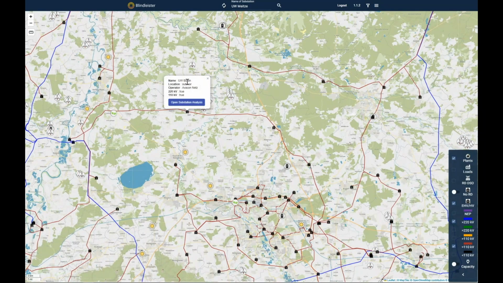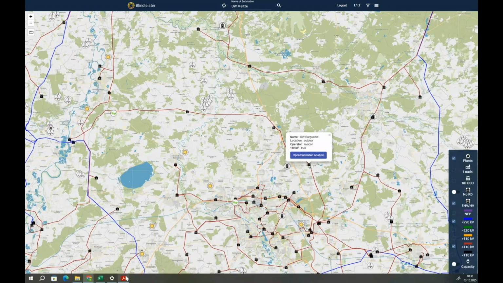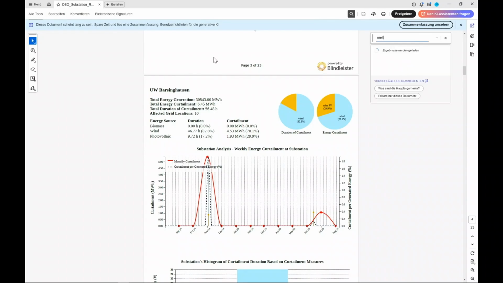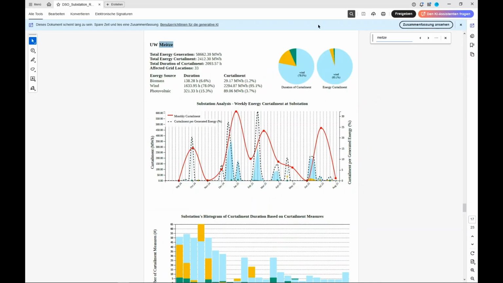This is one substation, UW Büren. These are the substations we are most interested in, UW Meize and UW Burgwedel. Okay, let's have a look at Meize. That's the substation here. We see the total energy generation over the last 12 months and the total energy curtailment. But what's mostly interesting is how much curtailment actually happened. We see that curtailment happened a lot for wind, especially in December, January, February, and April. Also in June, it was quite windy.